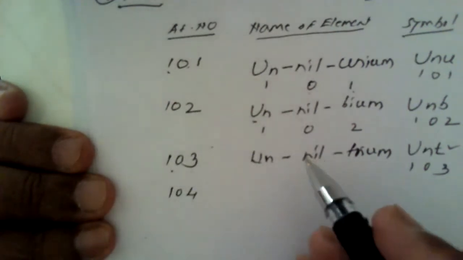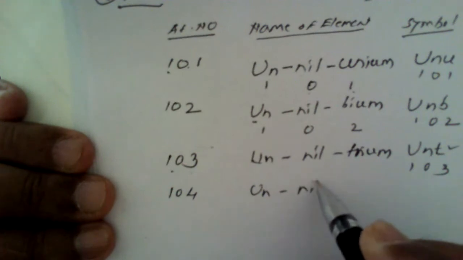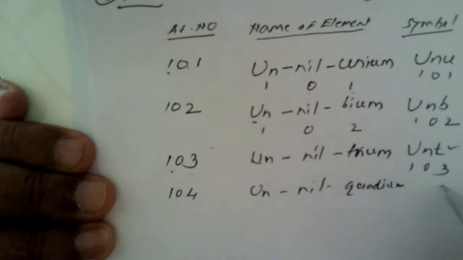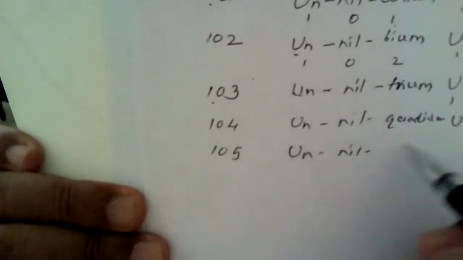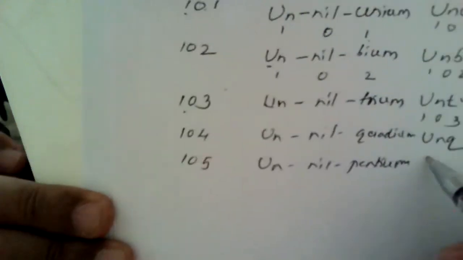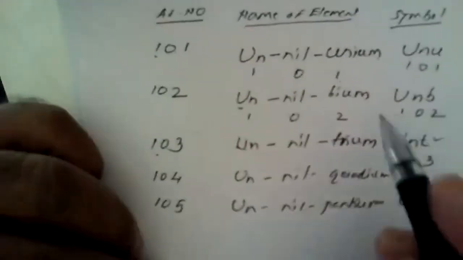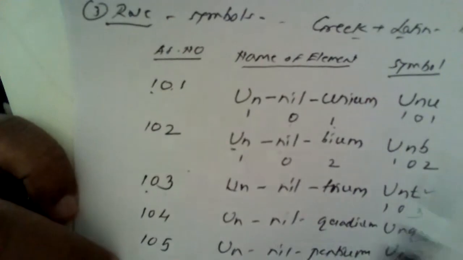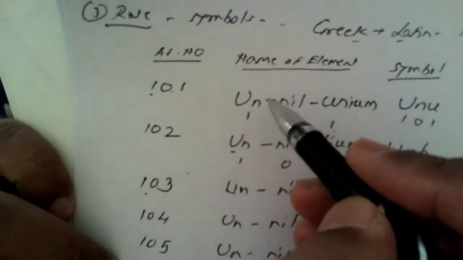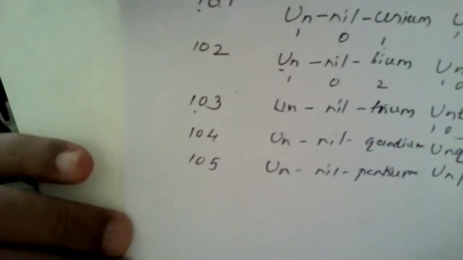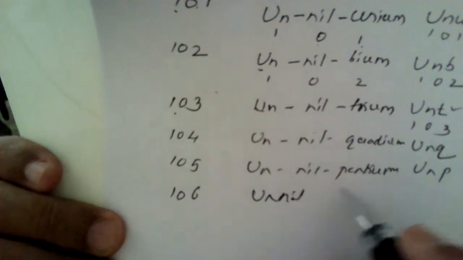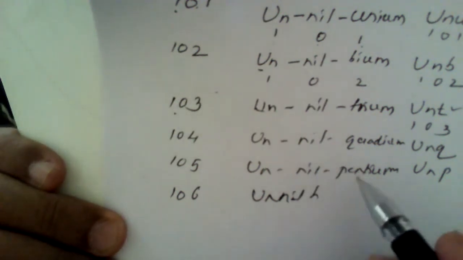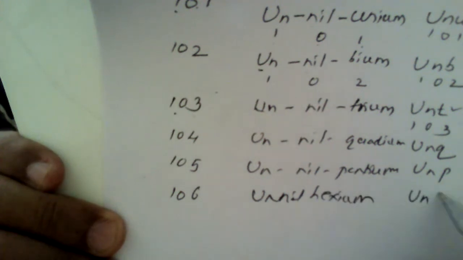For 104 it is unnilquadium, UNQ. Then 105 is unnilpentium, UNP. I have given the symbols and the names of the elements, and for proper understanding I have given hyphens, but while writing you should omit these hyphens and write the name in complete form. For example, 106 is unnilhexium. For 6 it is hex, which becomes hexium, unnilhexium, UNH.